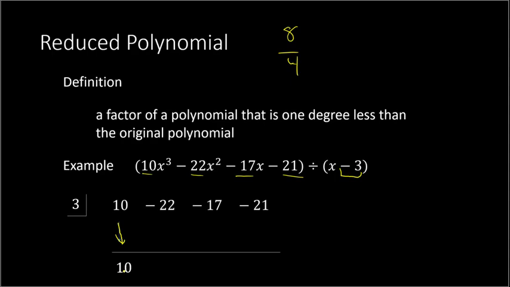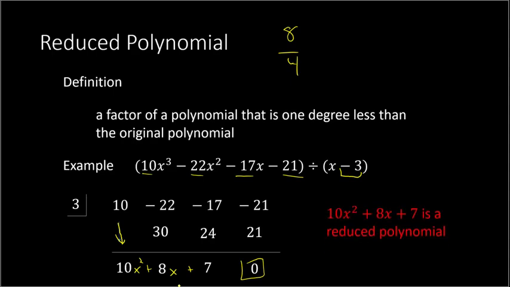So we multiply the 3 times the 10, that gives you 30, and then add with negative 22 to get positive 8. Multiply and add again. 3 times 8 is 24, and then 24 plus negative 17 is positive 7. And then we multiply and add again. 3 times 7 is 21, negative 21 plus 21 is 0. So we started with x cubed, which means the 10 corresponds with x squared. The 8 corresponds with x to the first power. The 7 is your constant, and 0 is your remainder. So your answer when you divide is 10x squared plus 8x plus 7.